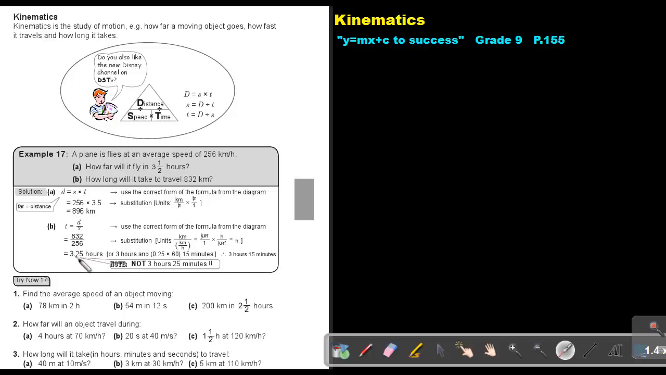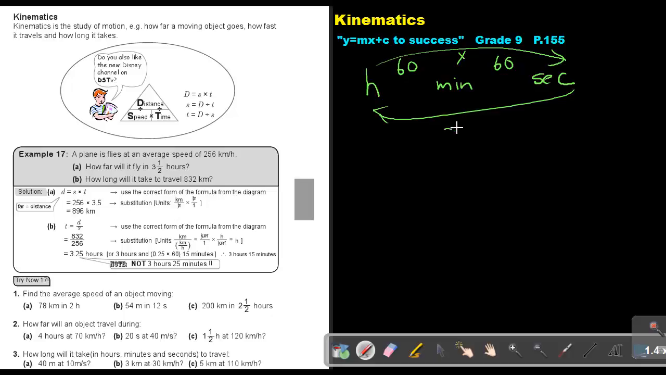But remember, that's not 3 hours and 25 minutes. It's 3 hours. And if you want to take that to minutes, okay, can I remind you of the table? If it's hours, minutes, seconds, 60, 60. So let's just see. I want to go from hours. Okay, can I just show you this? This is multiply. And if I want to go back, it's divide.